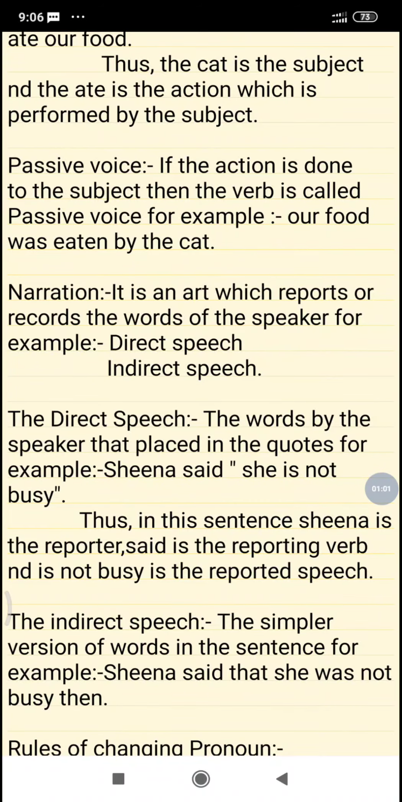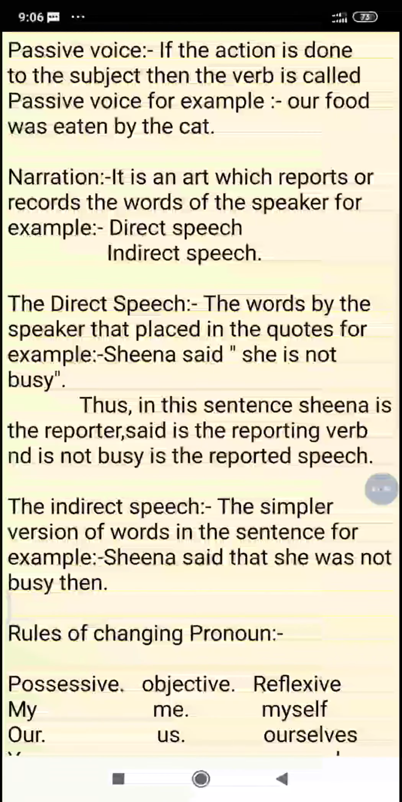And here we have the passive voice. If the action is done to the subject, then the verb is called passive voice. For example, our food was eaten by the cat.